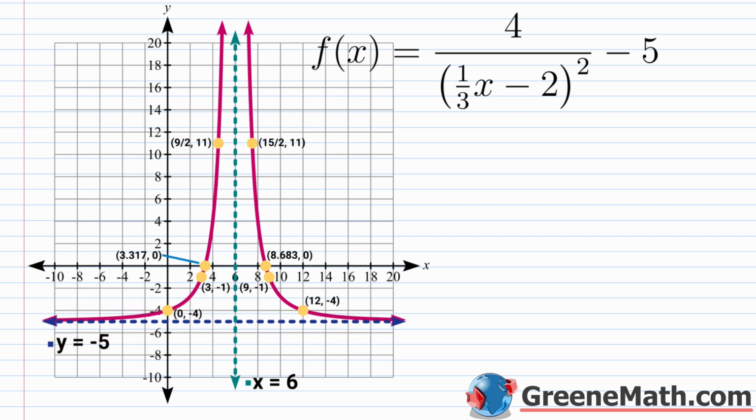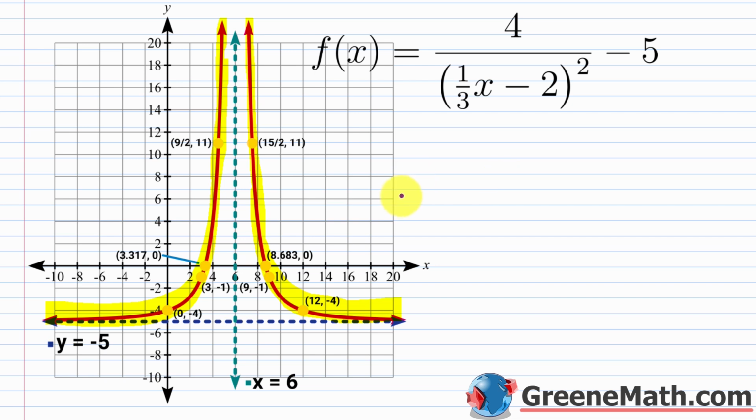So just think about how this is drawn. This branch would be drawn to approach the vertical asymptote, which is x equals 6. This one would come down and approach the horizontal asymptote, which is y equals negative 5. Again, the same thing over here. Now, it's not going to touch the horizontal asymptote, which is y equals negative 5.